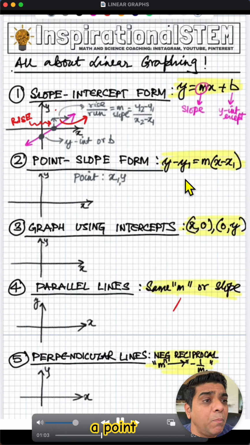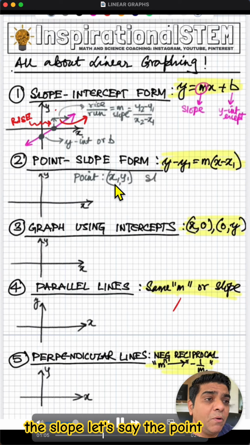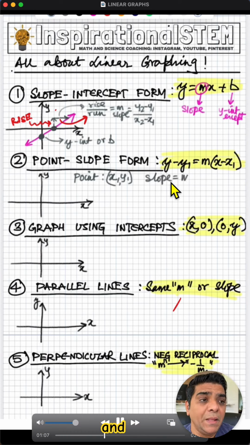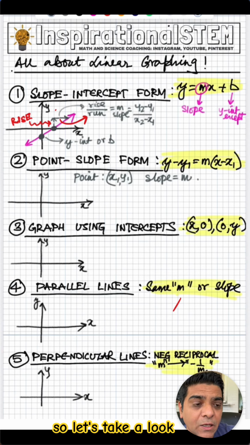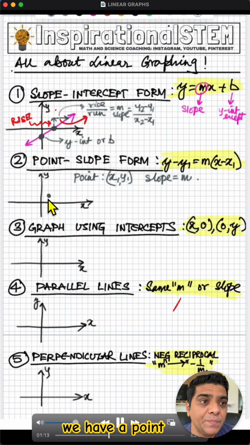What if you're given a point and the slope? Let's say the point is x1, y1 and the slope is m. So how are we going to draw that graph? Let's take a look. We have a point x1, y1, this point right here, and from there we're going to use the slope information to go rise and run and plot a second point.